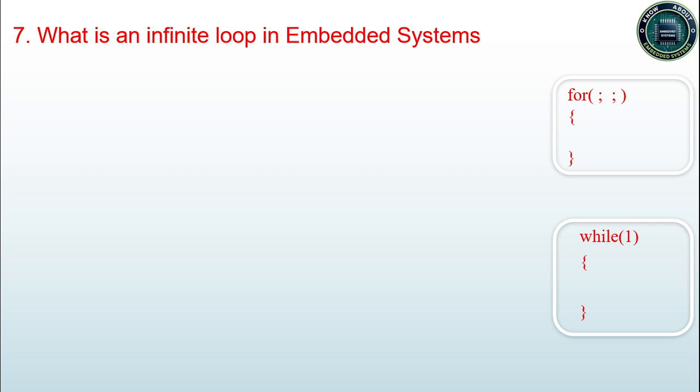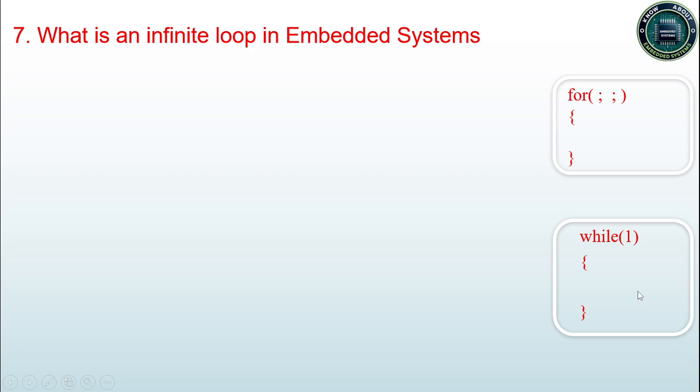There are two ways in our embedded system we can design the infinite loop. One is using a for loop and one is using a while loop. So for(;;) and put it in braces, this will become an infinite loop, and while(1) with curly braces open and close will also become an infinite loop.